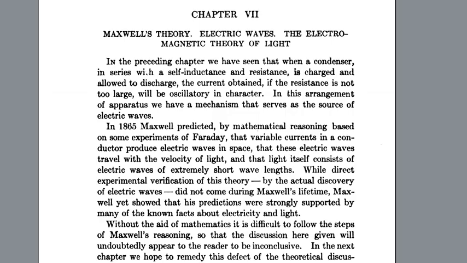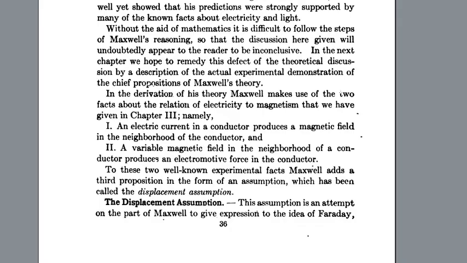In 1865, Maxwell predicted by mathematical reasoning, based on some experiments of Faraday, that variable currents in a conductor produce electric waves in space, that these electric waves travel with the velocity of light, and that light itself consists of electric waves of extremely short wavelengths. While direct experimental verification of this theory by the actual discovery of electric waves did not come during Maxwell's lifetime, Maxwell yet showed that his predictions were strongly supported by many of the known facts about electricity and light.